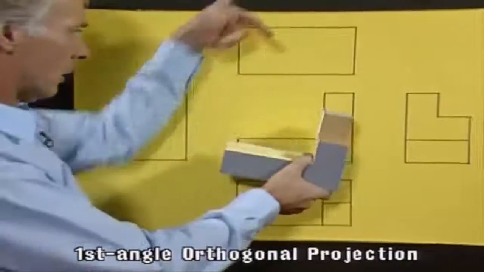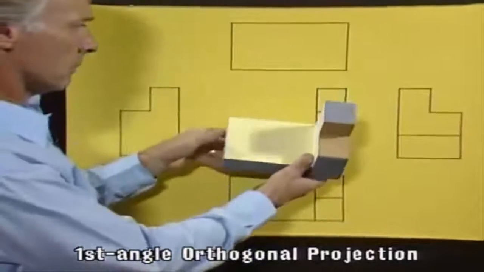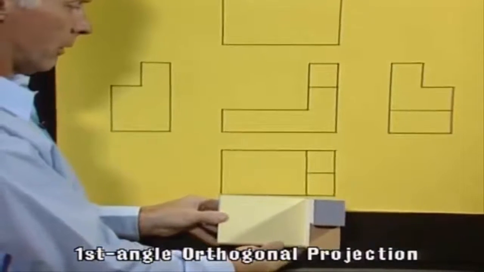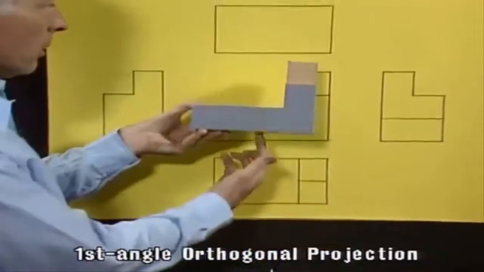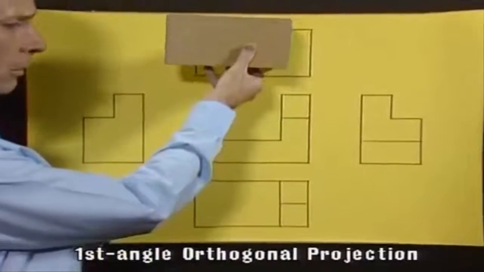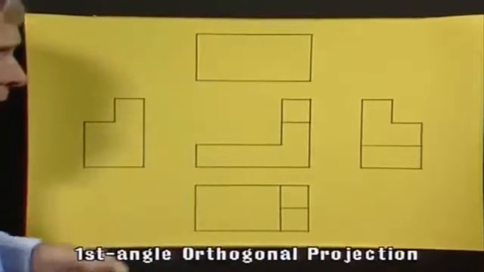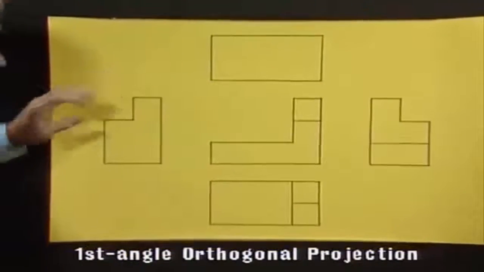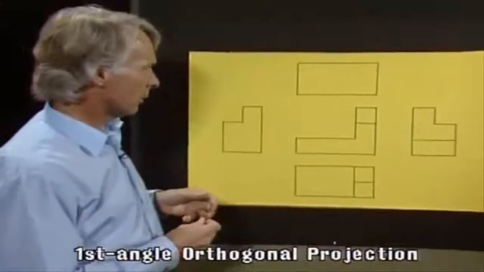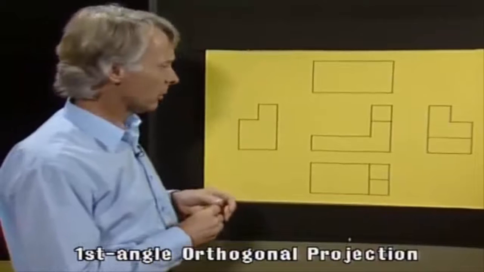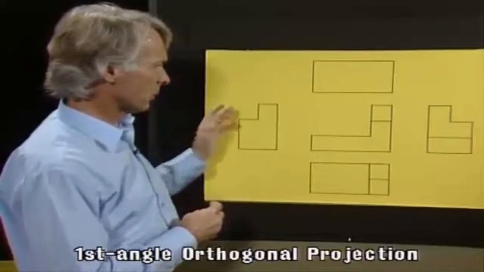A view from the top is shown below the front elevation, and a view from the bottom is shown above the front elevation. All the views are identical in format, in shape, to the views used in the third angle projection system, but they're just in the opposite positions on the sheet.